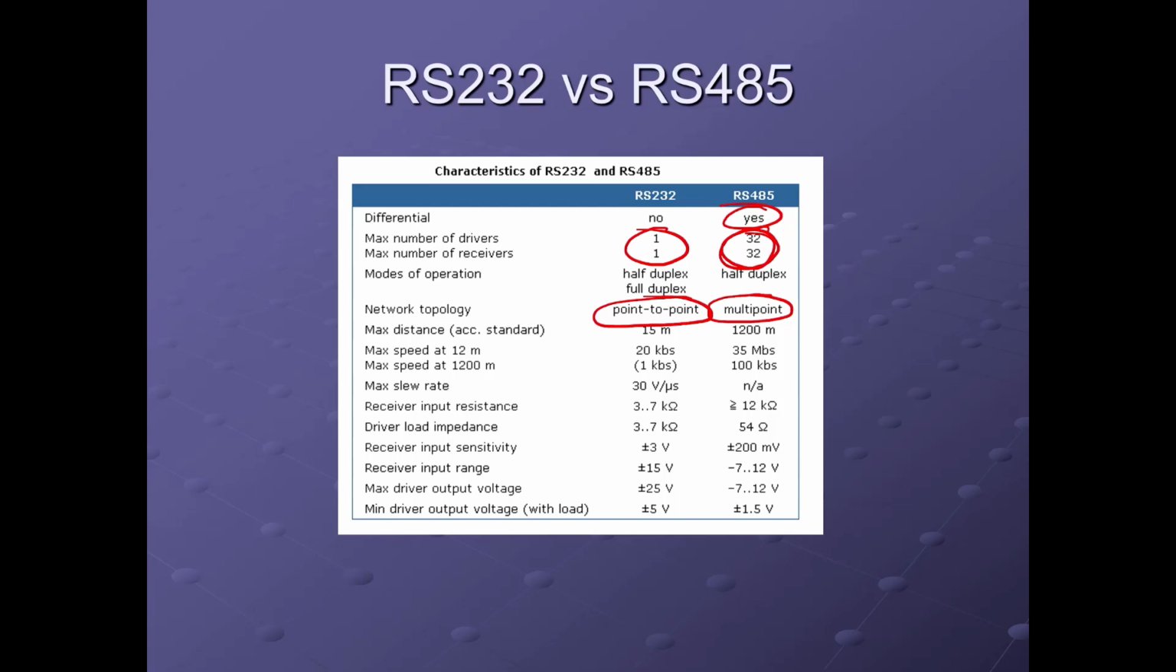Now because of that, it means that the full duplex capabilities of point-to-point for RS-232 are gone, and you're limited to only half duplex. But it's still very efficient because of the speeds. Look at the speed we're capable of. Instead of just 20 kilobits per second, we've got 35 megabits per second. And look at the distance. And this is really all related to the fact that it uses differential signaling.